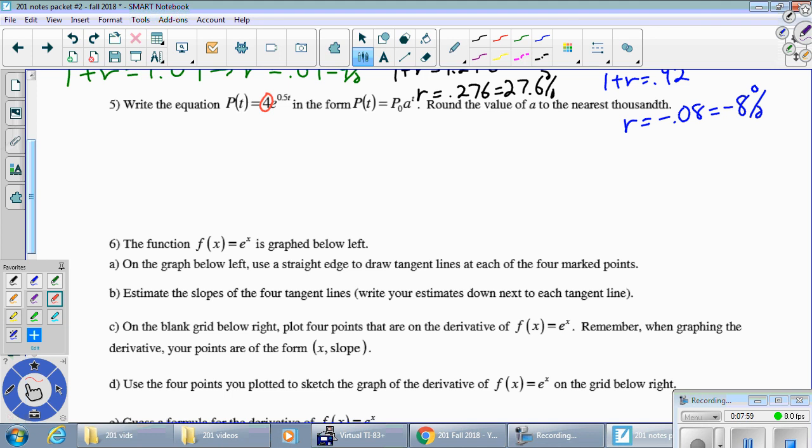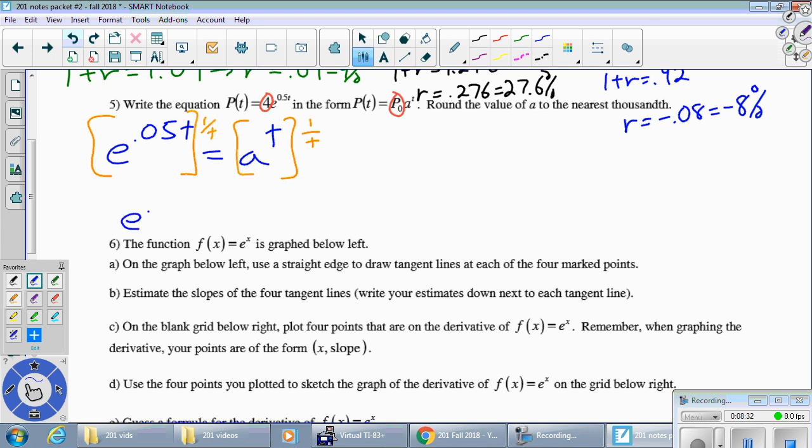Okay, number 5 says write that equation in the form p sub 0 a to the t. So we did this thing earlier, but in the opposite direction. With that air freshener, we had a 0.88 to the t, and we wrote it as an e to the kt. So this direction is actually easier, but just like before, the p0 has to be 4. So I know that the other parts have to equal each other. And just like before, we're going to raise both sides to the 1 over t in order to get these t's to cancel. And so on the left-hand side, I get e to the 0.05, and on the right-hand side, it's simply a, and this is our answer.